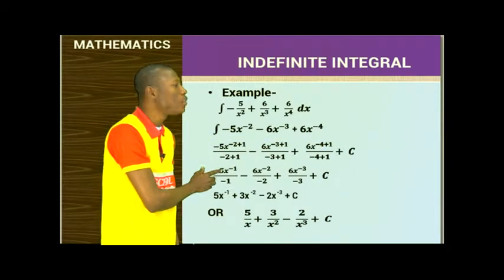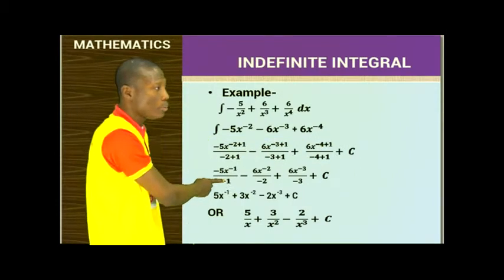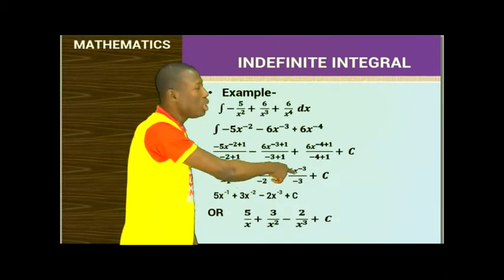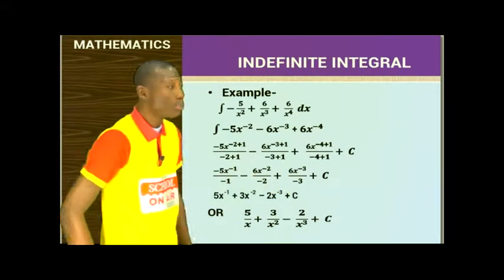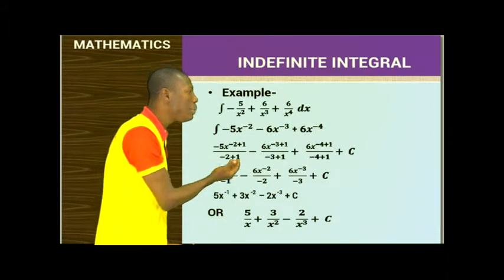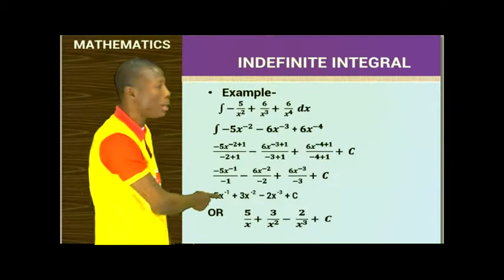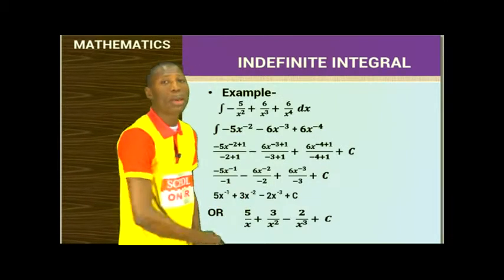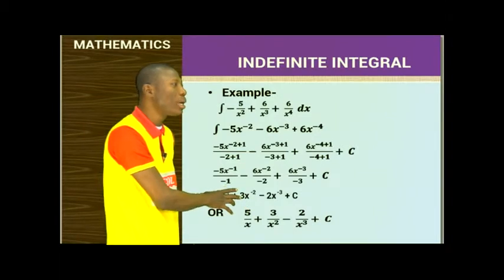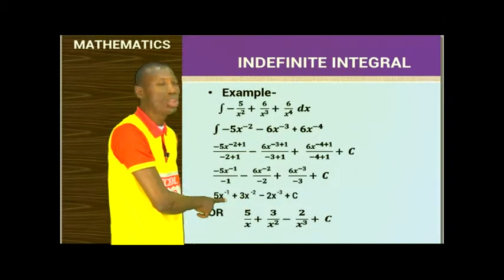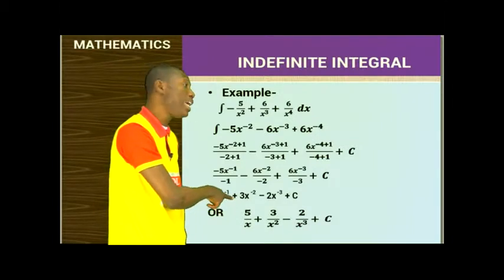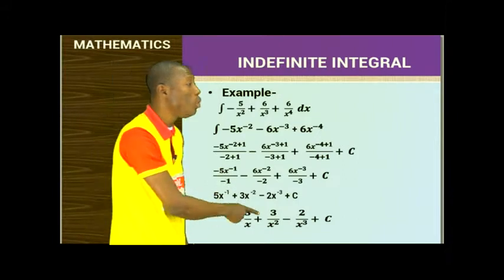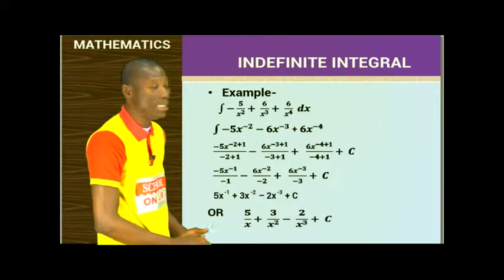Then I have minus 5x over minus 1, minus 6x squared all over minus 2, plus 6x raised to power minus 3 all over minus 3, plus c. By the time I divide, I have 5x raised to power minus 1 plus 3x raised to the power minus 2 minus 2x raised to the power minus 3 plus c. This answer is okay, or I can write it like this. Since these are raised to a negative power, I can have 5 over x plus 3 over x squared minus 3 over x cubed plus c.